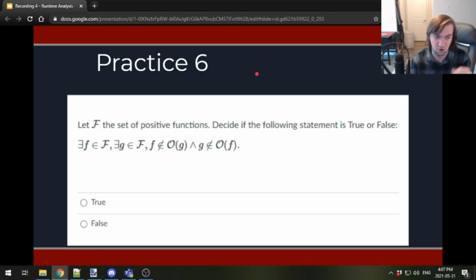Keeping on with the practice questions, suppose f is our set of positive functions, as I defined before. Is the following statement true or false? There is an f in the set of positive functions and a g in the set of positive functions where f is not in big O of g and g is not in big O of f. True or false?